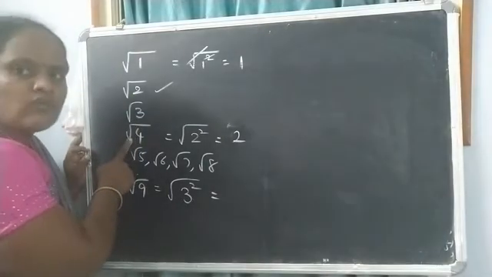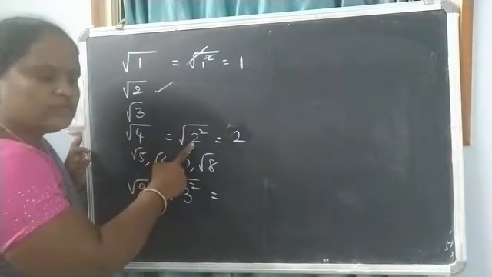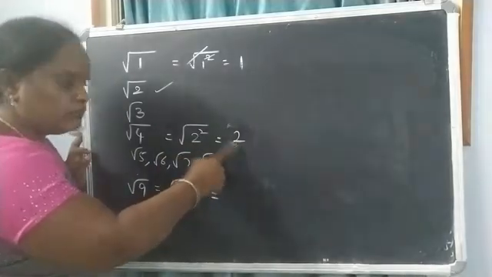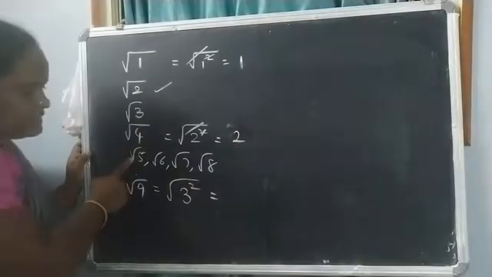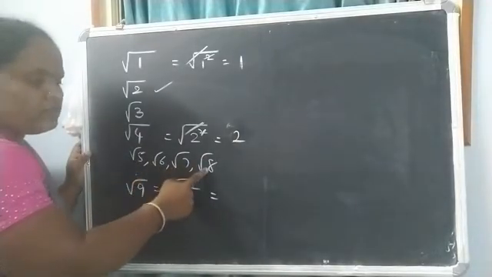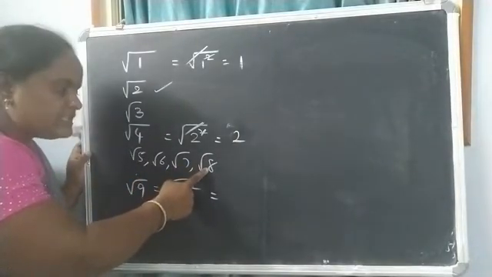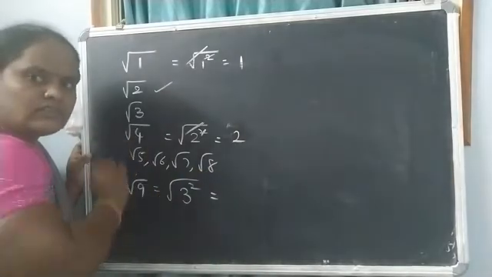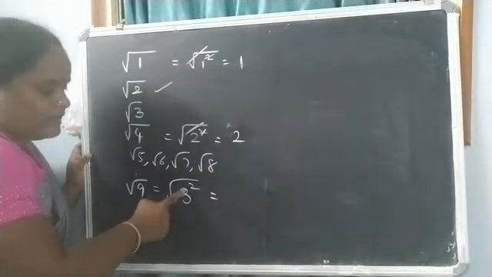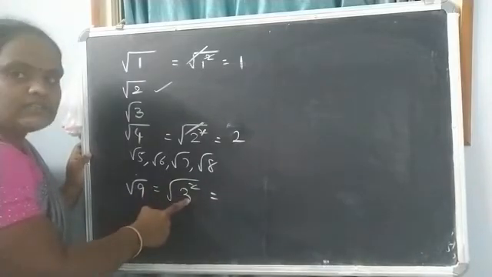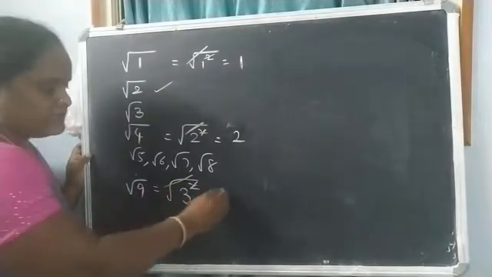Square root of 4. 4 can be written as the square root of 2 squared. Square and square root will cancel, so that is equal to 2. In a similar way, root 5, root 6, root 7, root 8. In these, 5, 6, 7, 8 are not perfect squares, so they will be written like that only. Root 9, the root of 3 squared. 9 can be written as 3 squared. Square and square root will cancel, giving 3.